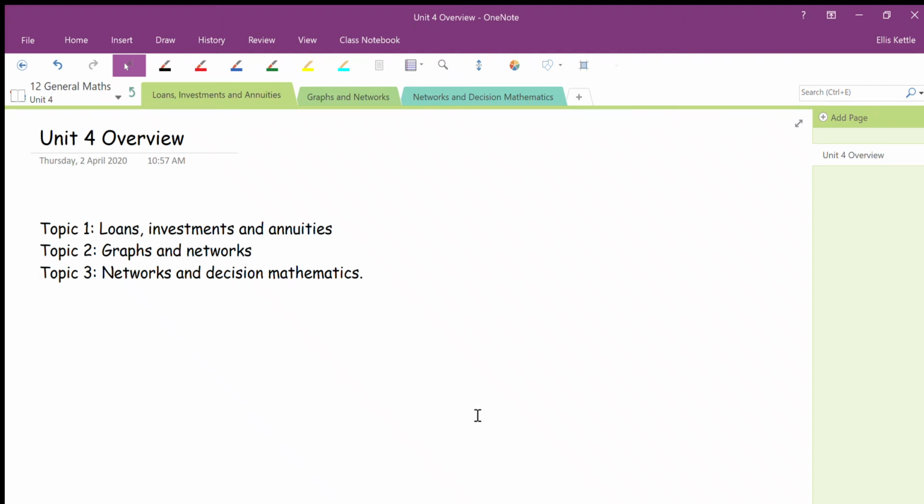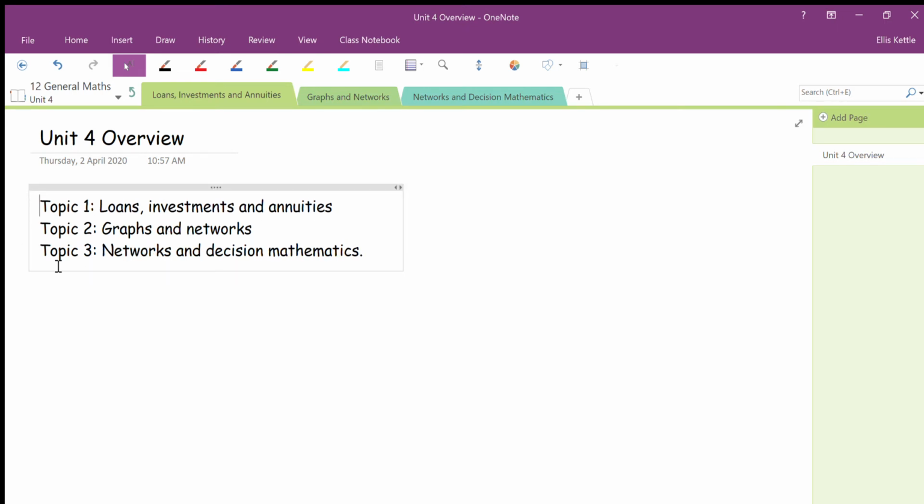Alrighty, so this is the General Maths Unit 4 overview. So I just thought we'd have a look through where we're going to be heading in the next few weeks and months until we get to the end of Term 3. So the overview is we've got 3 different topics to cover: loans, investments, and annuities, graphs and networks, and the last topic is networks and decision mathematics.